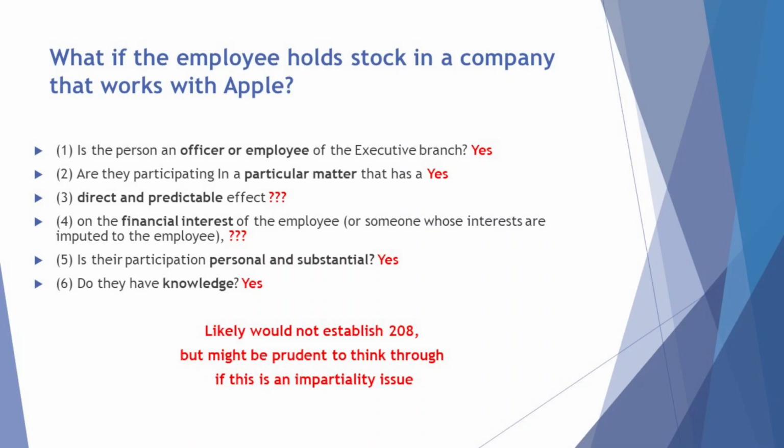It would be difficult in this case to clearly establish that the particular matter would have a direct and predictable effect on the employee's financial interest. However, ethics officials should still consider impartiality issues and appearance issues and counsel the employee accordingly. We're not going to get into those analyses here, but it's important to keep in mind.